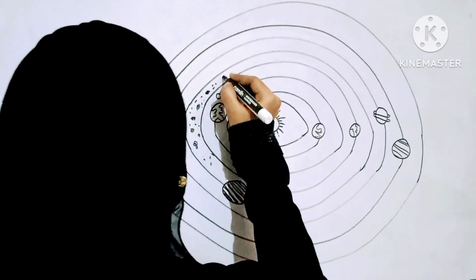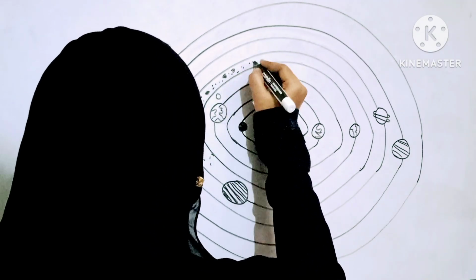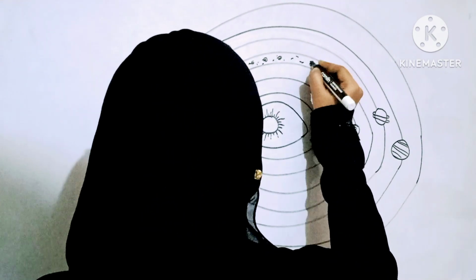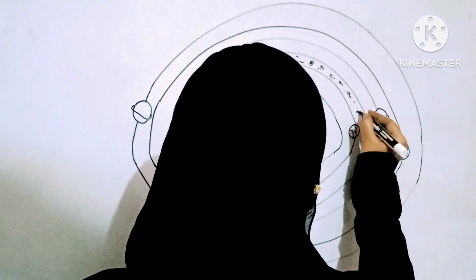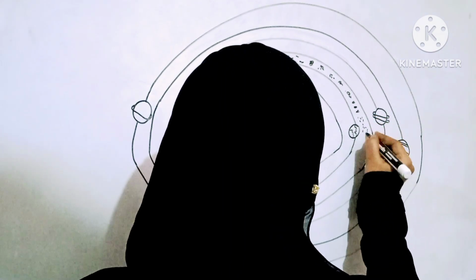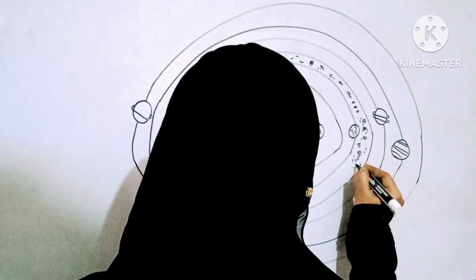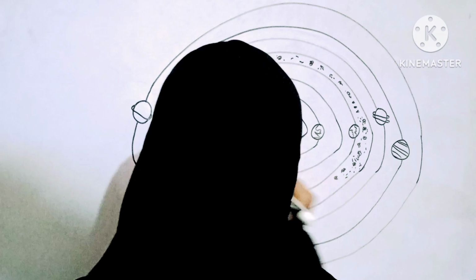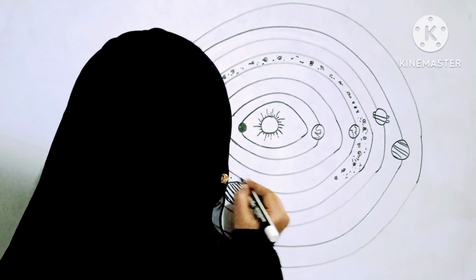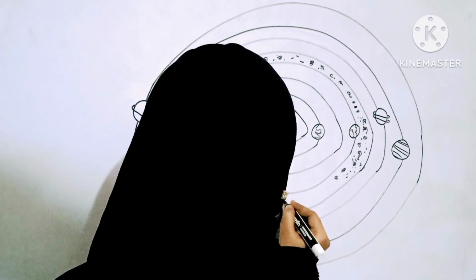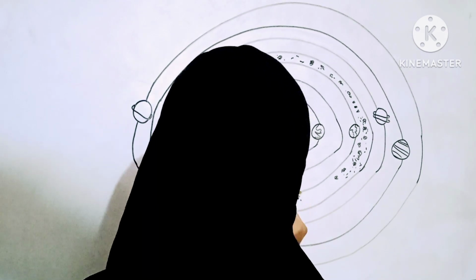orbits. These planets have smaller objects that go around them. These objects are called satellites. These planets and their satellites and the sun are the most prominent bodies that form the solar system. These planets are also called the heavenly bodies that revolve around the sun to make the solar system.